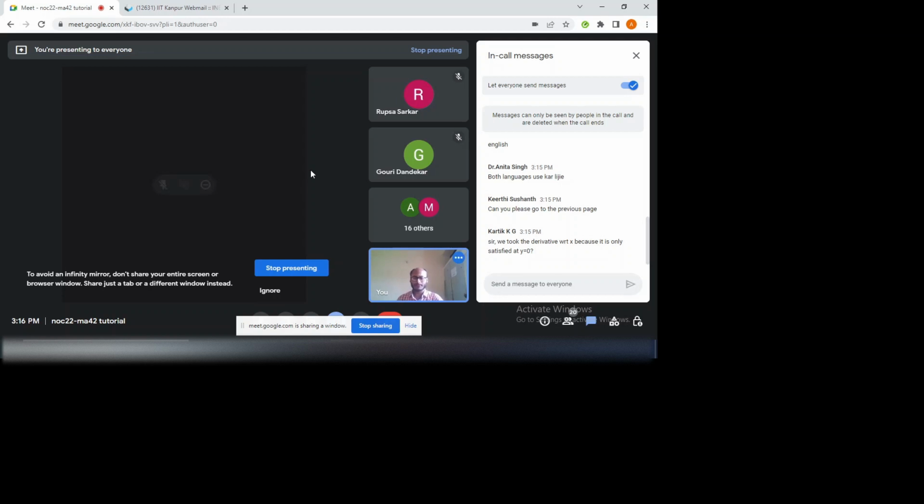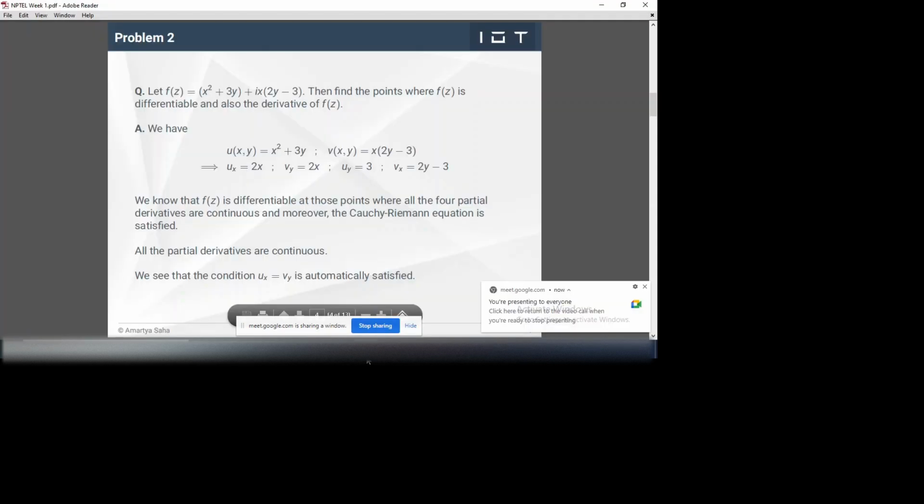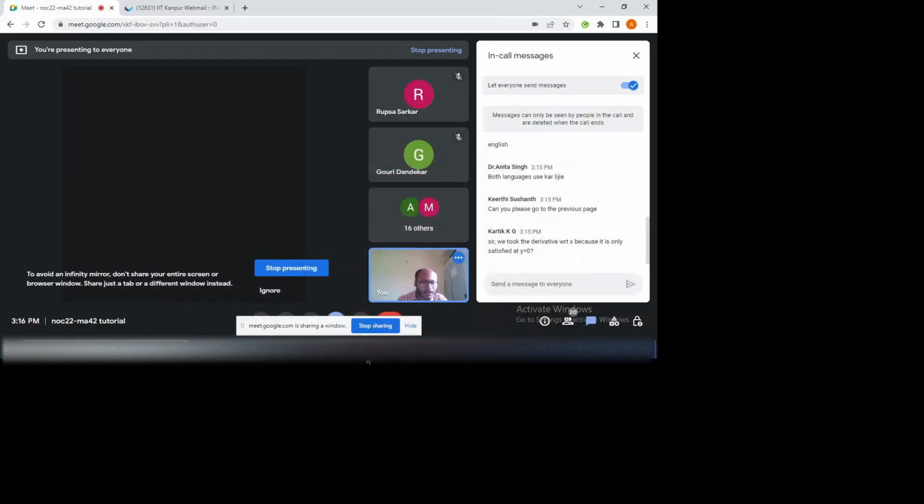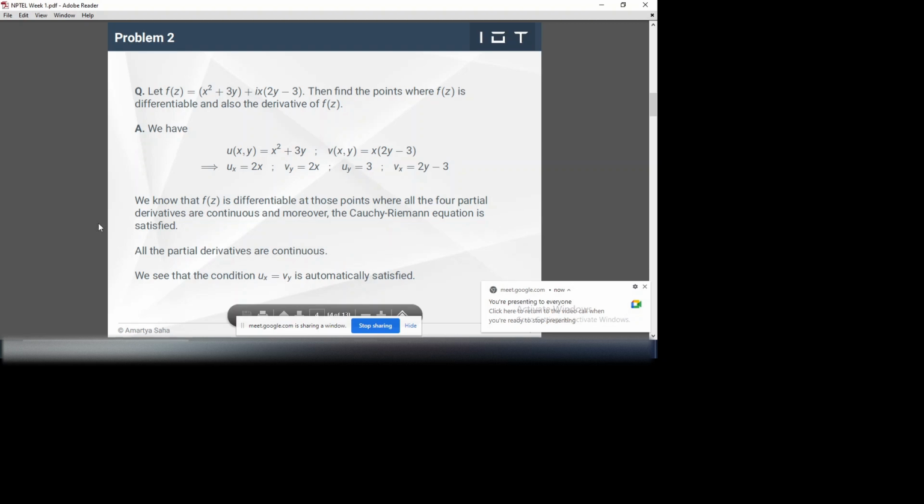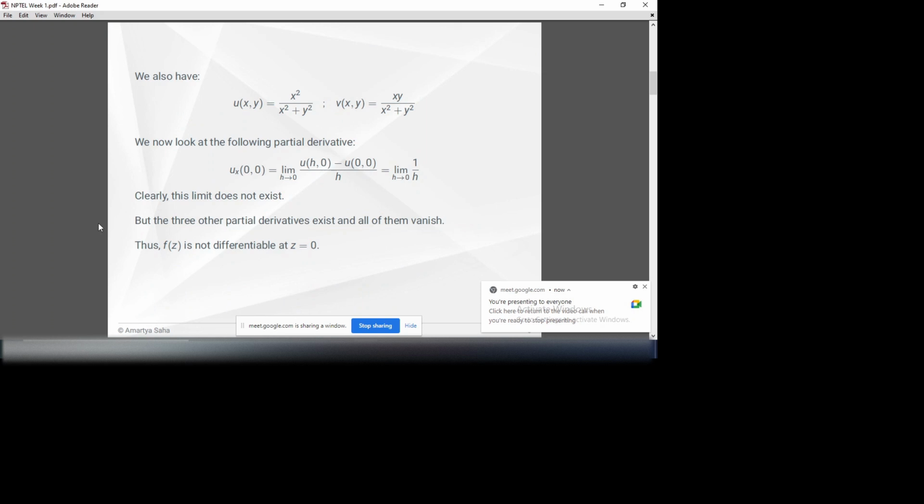Yeah, no, that is not the case. So regarding the question of Karthik, no, we do not take the partial derivative with respect to x. Partial derivatives, as you have been taught, are defined like this. Consider u_x at the point (0, 0). This is the definition of the partial derivative with respect to x at the point (0, 0).